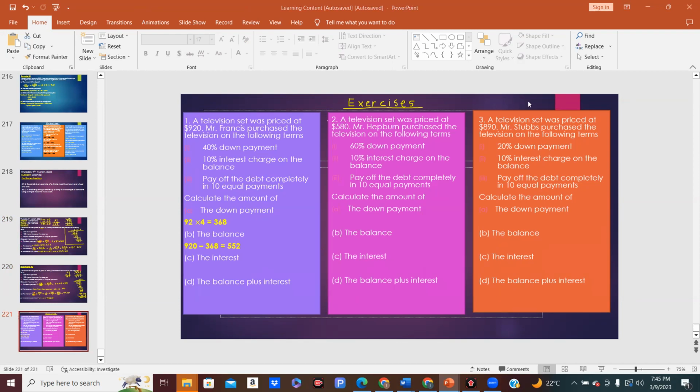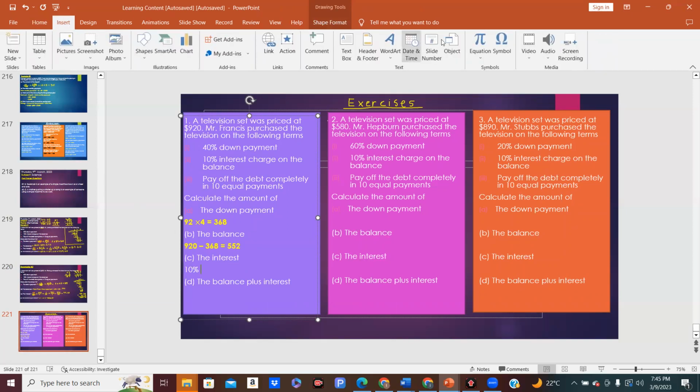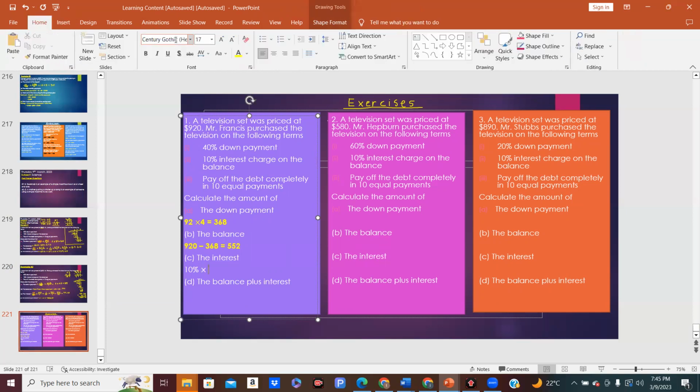Mr. Batik, yes. The interest is 55.20. Yes, it's 55.20 because it's 10% of 552. 10% multiplied by 552 is going to give us 55.20.